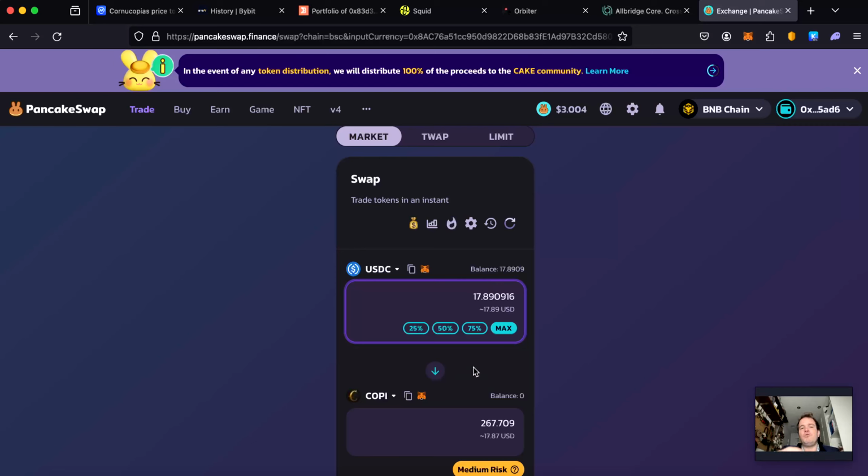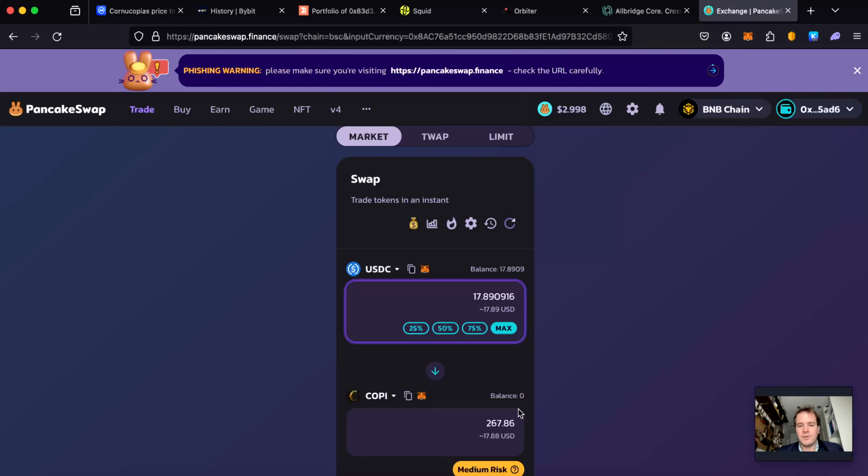So effectively we've completed the concept of bridging an asset. We've done it in a very rudimentary way, which is via a centralized exchange, and there's a middleman there, right? And obviously the whole point of crypto is to decentralize and do everything via decentralized apps, and thankfully there is a method for this.